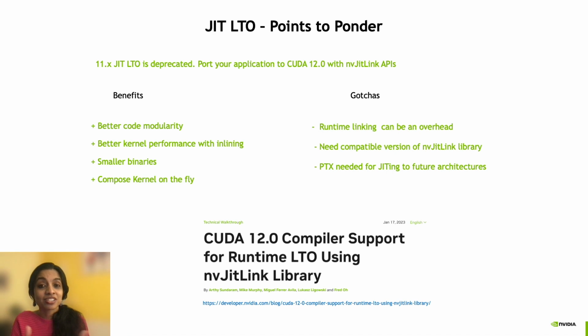There are some gotchas that we'll invariably have to deal with. Because the entire compiler optimization is deferred to link time, and linking is now happening at runtime, there is an overhead that might be in the critical path for your application. You'll also have to make sure you have the right version of nvJITLink, either by statically linking it or dynamically linking it. You have to make sure the right version of nvJITLink is present on your target system. You'll also have to ship PTX if you want to JIT to a future architecture.